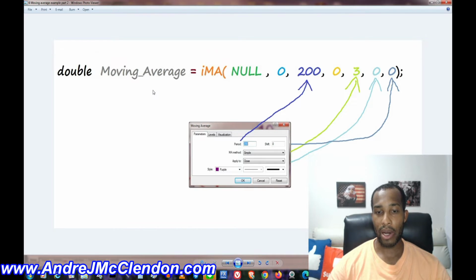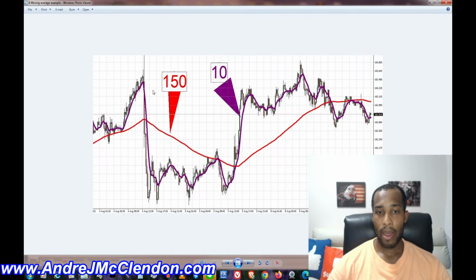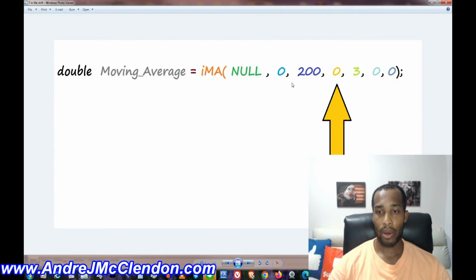The next thing is going to be our period. Now it's going to be up to you guys, but for the video, I'm going to make our slow one 200. Okay, so here's an example of a moving average of 150, and here's a moving average of 10. The lower the number, the faster. The higher the number, the slower. Okay? And this is going to be our MA shift. We're going to leave that as zero for this video.